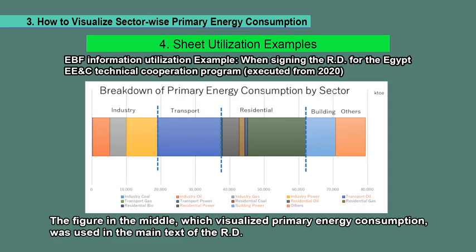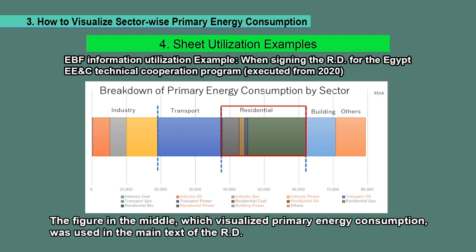Now, let's look at a JICA program that has utilized the sheet and see how it can be utilized by others in the future. First, when signing the RD for a technical cooperation program that started in 2020 for EE and C in Egypt, the calculation result in the middle part of this sheet was included in the RD's main text. This figure makes consumption by sector and by energy clearly visible.